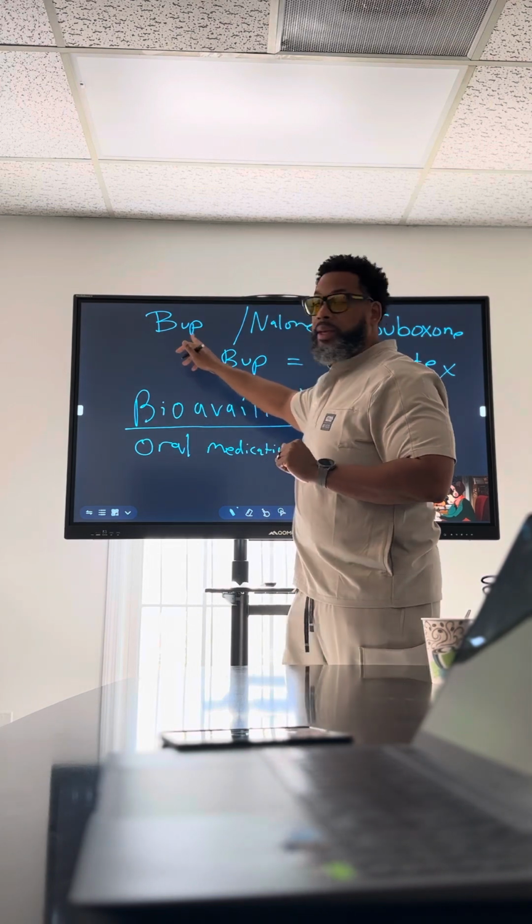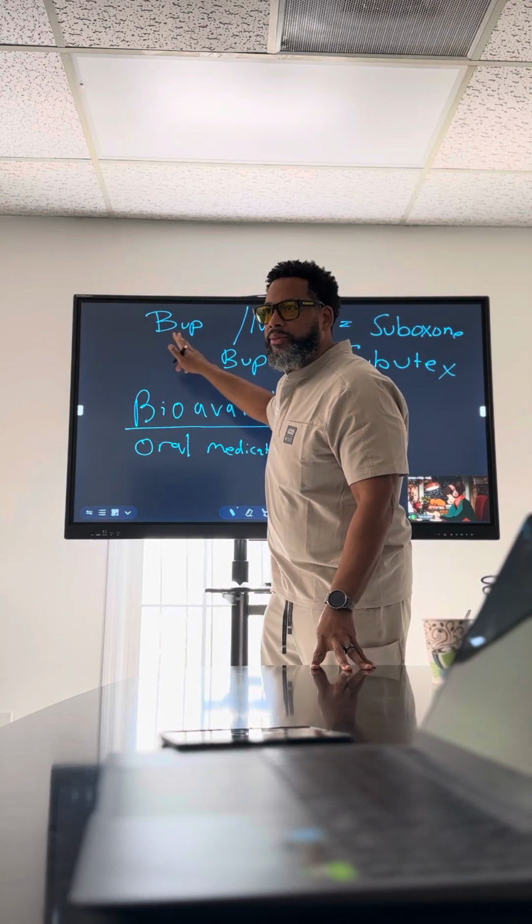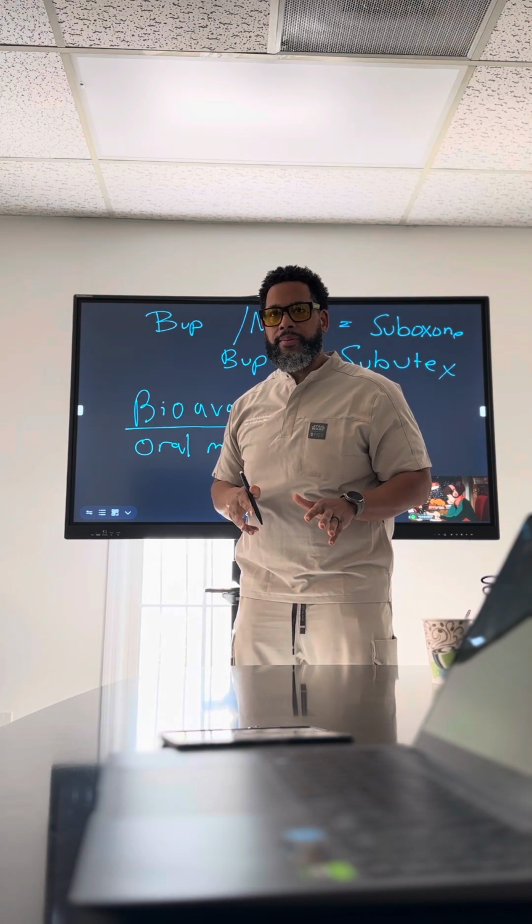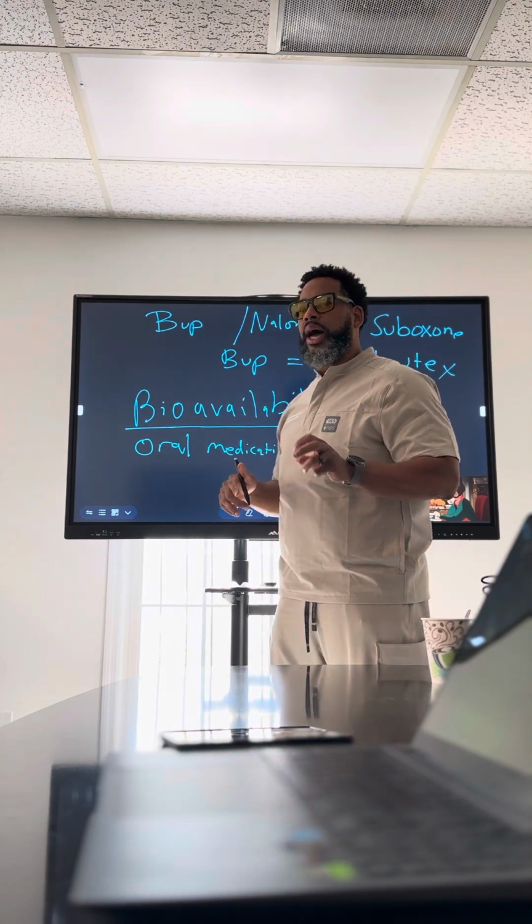Also, buprenorphine has a higher affinity for the receptor than a full agonist. Okay, and that'll come into play when you understand how to do an induction.